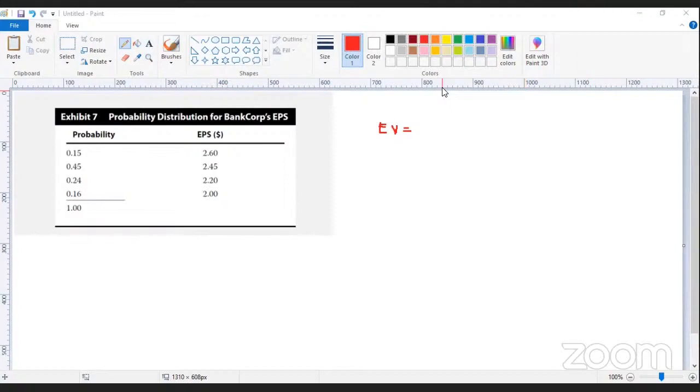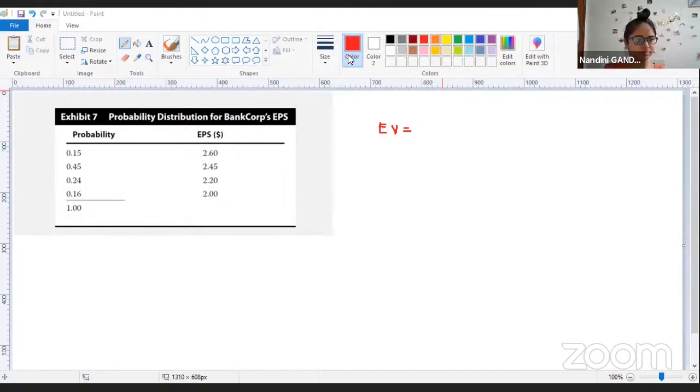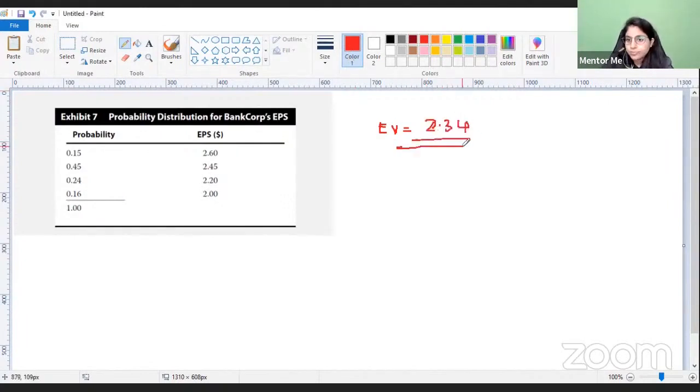Okay, so what is the expected value that we are getting? Was it 2.34? 2.345? Yes, it is. Are you getting it? 2.34. Okay. So the expected value is 2.34. Now we want to calculate the variance based upon probabilities.